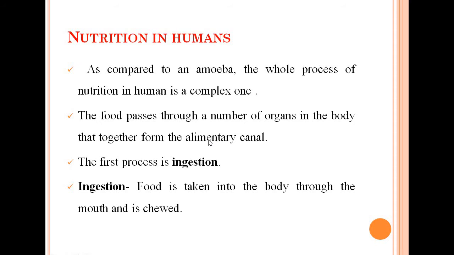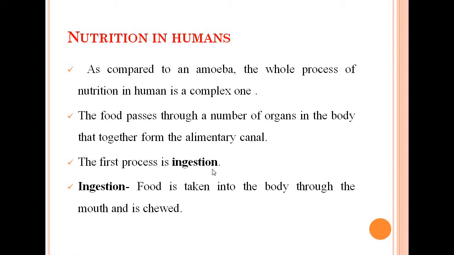Nutrition in humans. As compared to an amoeba, the whole process of nutrition in humans is a complex one. The food passes through a number of organs in the body that form the alimentary canal. So what is the alimentary canal? The alimentary canal is a tube that extends from the mouth and ends with the anus.